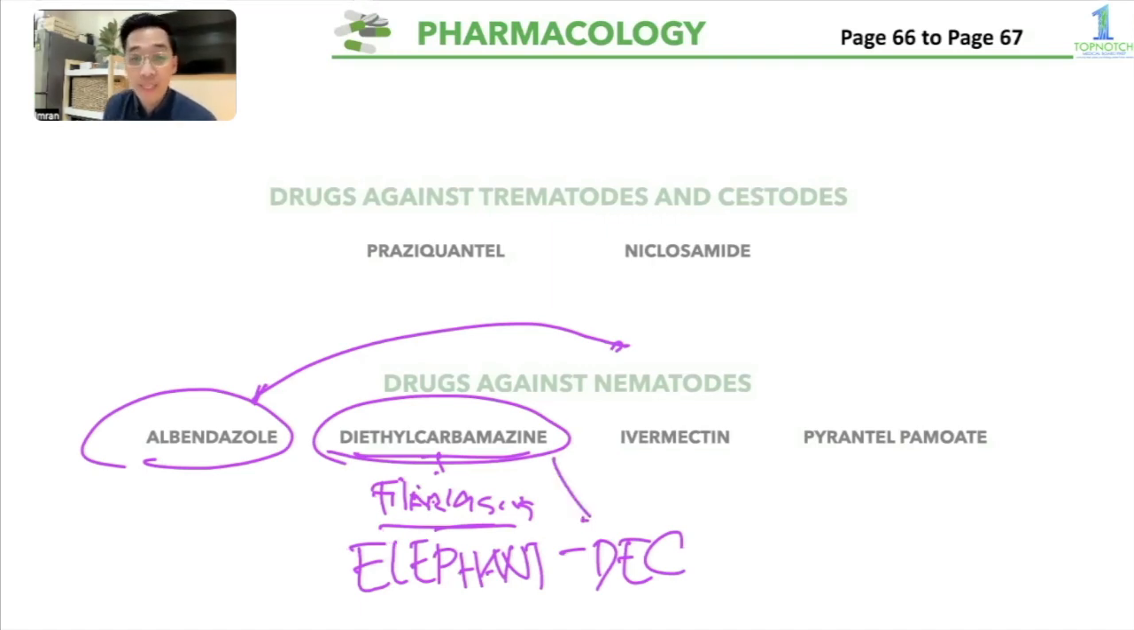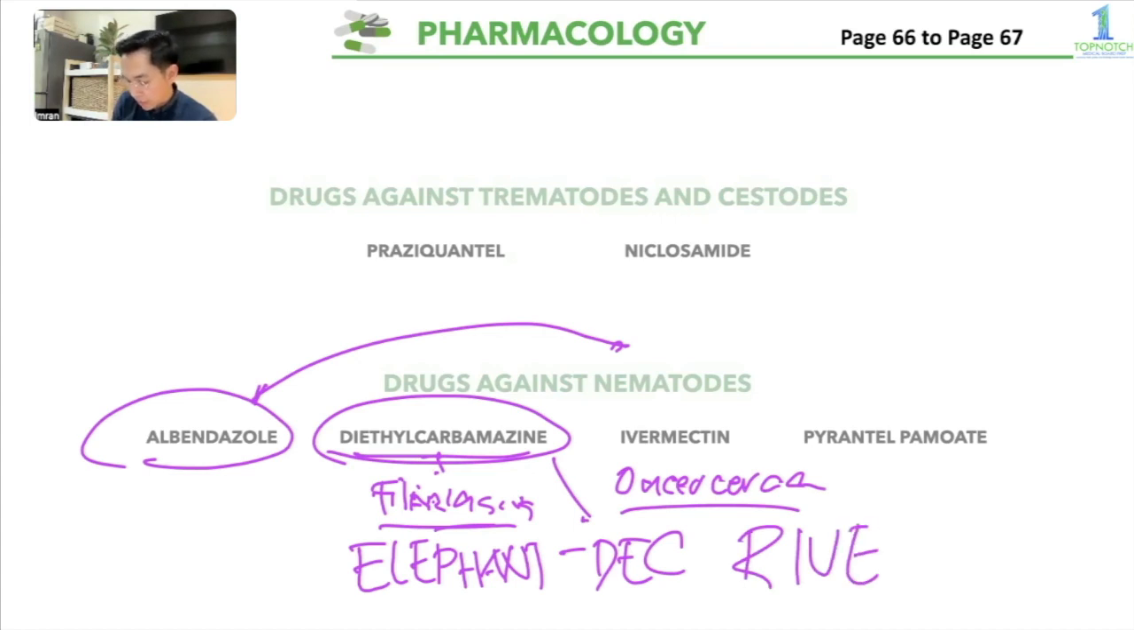Okay, next. So next is your ivermectin. Your ivermectin is given for onchocerca infections. Your onchocerca volvulus is also known as your river blindness. River blindness. And ang palatandaan ko diyan, river, sounds like river mectin. River mectin. So that is for your ivermectin. All right? Okay, and next we have your pyrantel pamoate.